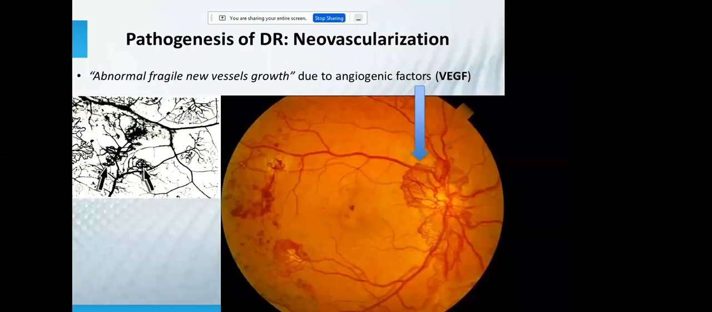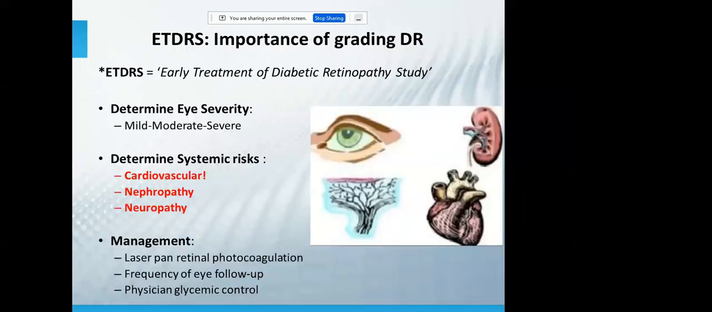So why do we have to classify or grade diabetic retinopathy? There's a study that was done called the Early Treatment Diabetic Retinopathy Study, and they're the ones who came up with this grading. Why is it important to you as a general doctor? At least you know it's important to determine the eye severity, the risk of visual loss. It can be mild, moderate, or severe. Secondly, it is an important pointer to the systemic situation of your patient: the heart, that's cardiovascular, the kidneys, nephropathy, and the brain, the risk of stroke. When you see these changes in the eye, the patient is at risk of stroke.